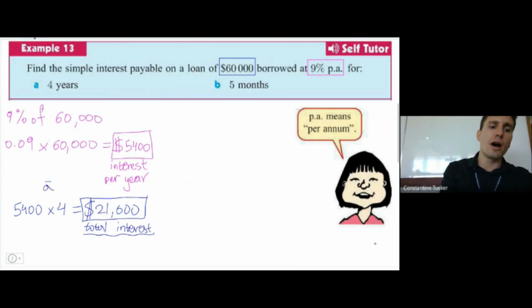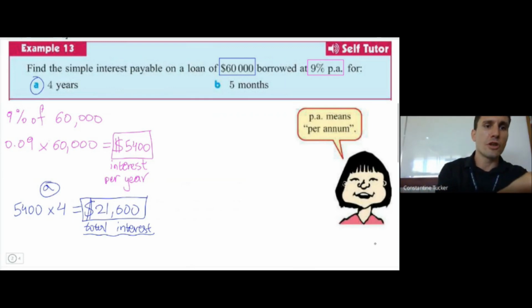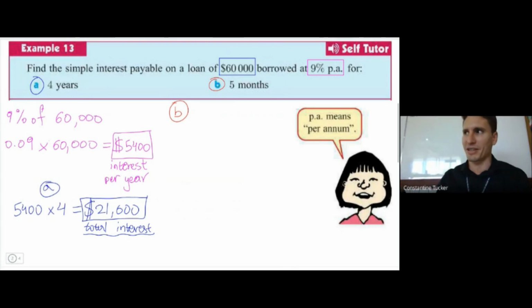So this was part A. But now some students are already asking, how do we do part B? So part B is 5 months. Let's see now. He has his own method. I think he's got his hand up. Let's see. How would you do it?